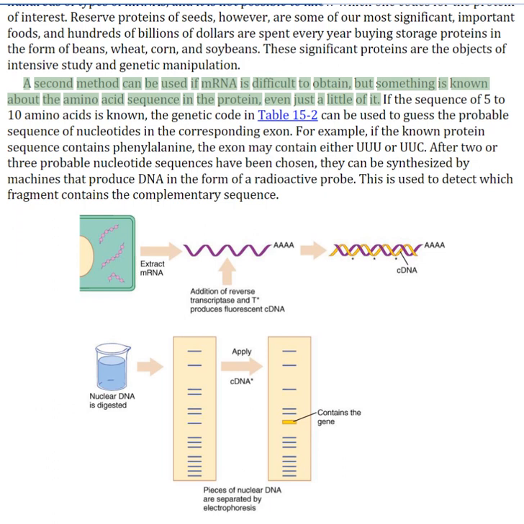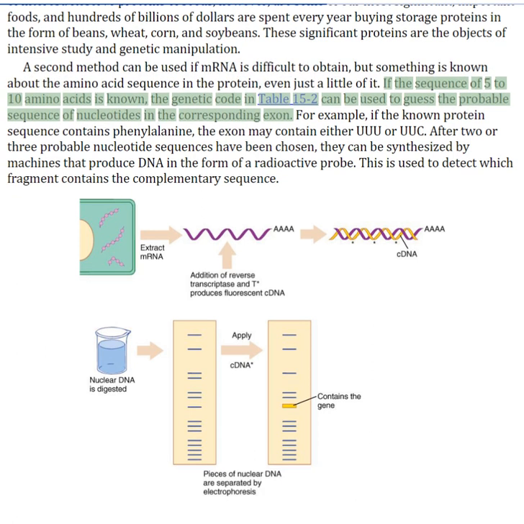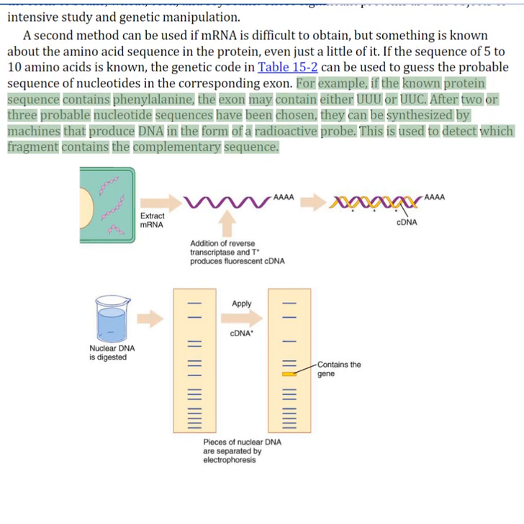A second method can be used if mRNA is difficult to obtain, but something is known about the amino acid sequence in the protein, even just a little of it. If the sequence of 5 to 10 amino acids is known, the genetic code in Table 15(2) can be used to guess the probable sequence of nucleotides in the corresponding exon. For example, if the known protein sequence contains phenylalanine, the exon may contain either UUU or UUC.